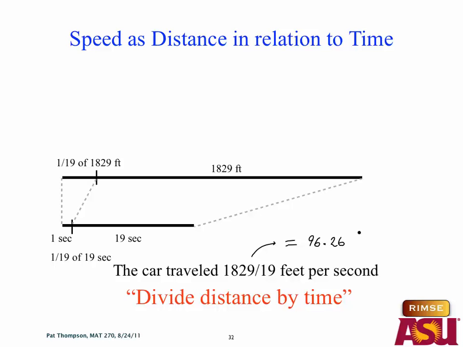$96.26. Okay? So if that number is a quotient, then somehow that quotient can be thought of as what? What idea or concept can you think of 96.26 as? That's a quotient. What did we say a quotient represents?